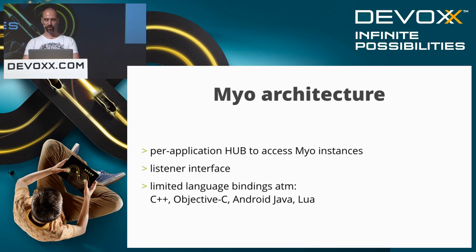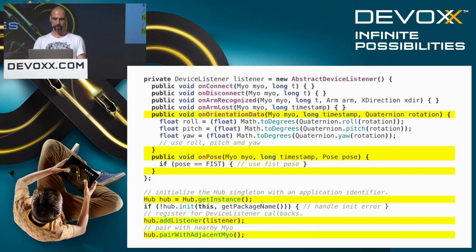So they allow you to connect multiple Myo instances, and then you've got a listener interface, and the language bindings are also still quite young. You can use Java, but only when it's running on an Android device. Okay. C++, Objective-C, and otherwise they've got a scripting language, Lua, that works directly with their Myo Connect hub application. And this is a piece of code to just show you that it's quite similar.